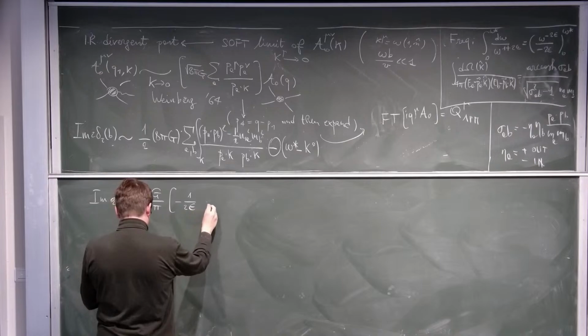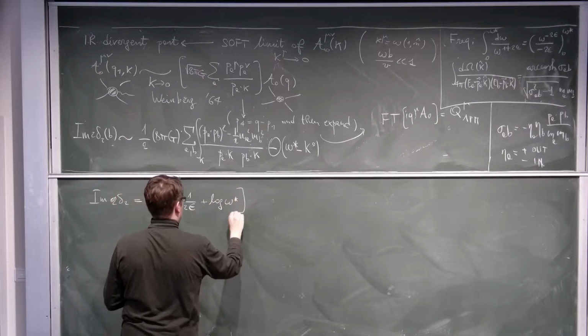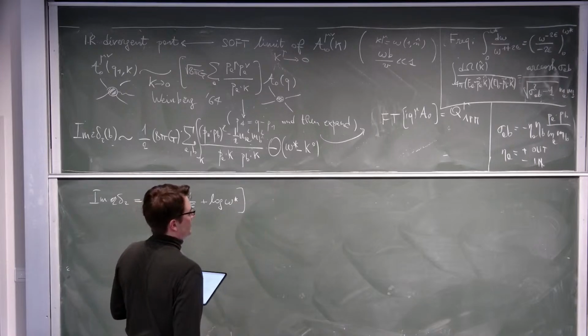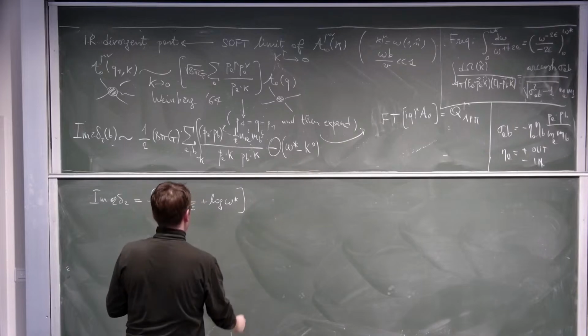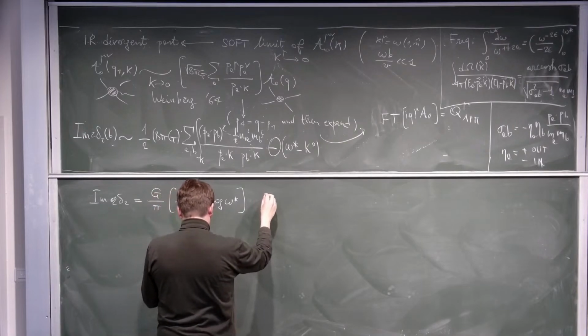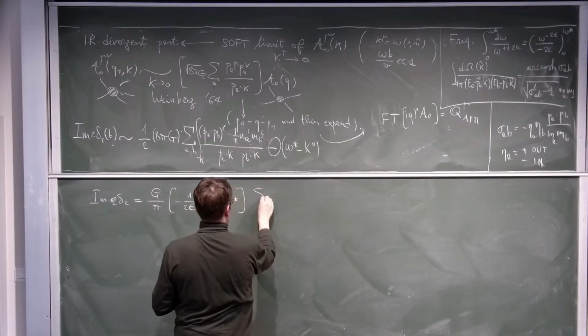Let me write it like this: 2 epsilon plus log omega star, which will be that cutoff over there. Of course, it would be omega star to the minus 2 epsilon, then we expand for small epsilon. And then there is a big factor. The remaining factors are just given by the kinematic factor and this arc cosh. So okay, let me write it down.